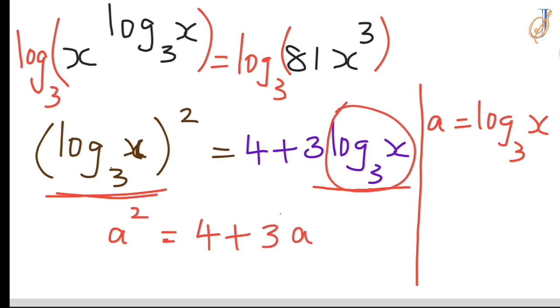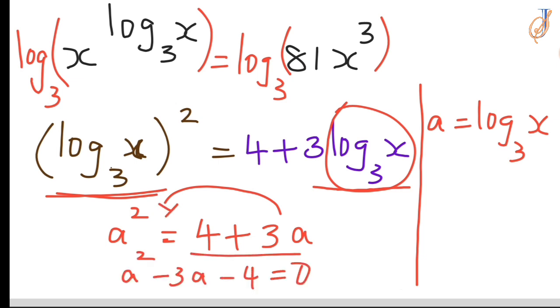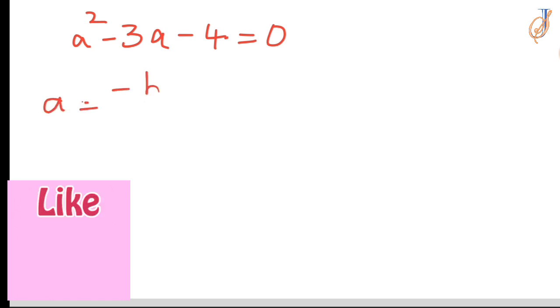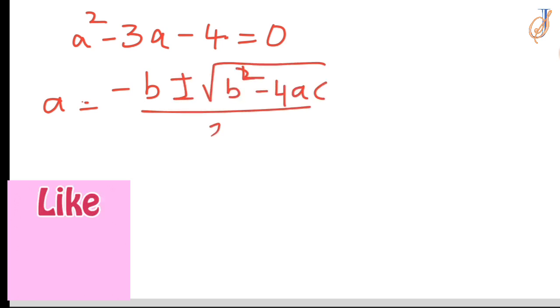So when you send this 3a plus 4 to left hand side, then you will get a square minus 3a minus 4 equal to 0. So now find the roots of a. Then after finding the roots, substitute back in our logarithm expression. So what is the formula to find the roots of this quadratic equation? Minus b plus or minus square root of b square minus 4ac by 2a. Substitute all the values here.